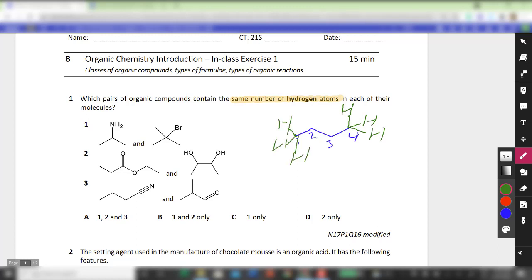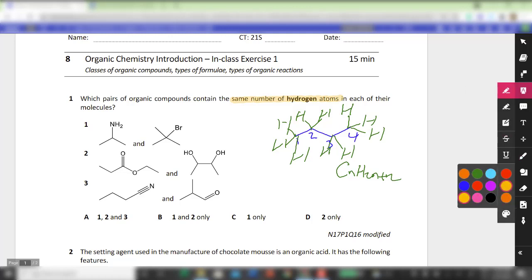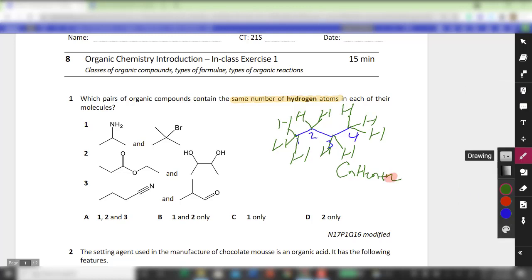Okay, then for carbon number 2 and 3, because each of the carbon is sigma bonded or singly bonded to 2 other carbons, the remaining 2 single bonds must be bonded to hydrogens. So there will be 2 at carbon 2 and 3. From here you realize the formula for an alkane, because this is butane, is CnH2n+2.